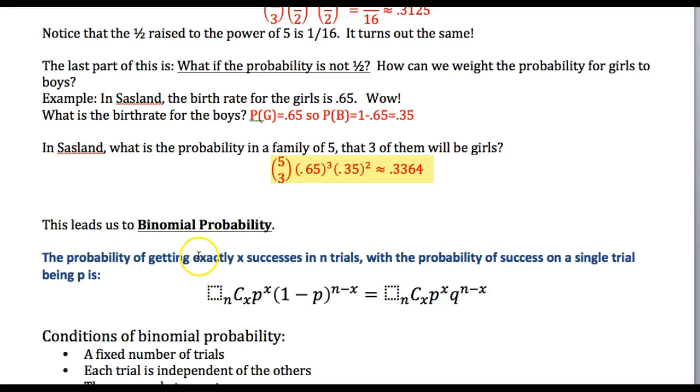Now this leads to the binomial probability and the binomial probability formula. And so if we want the probability of getting exactly X successes in N trials, with the probability of success on a single trial being P, this is how we do this. Now ignore these 2 boxes. I had to do that for the subscripts. But it would be the choose notation from Pascal's triangle. This P would be your probability of success. Your probability of failure would be 1 minus P. And so what we do call 1 minus P a lot of times is we do call it Q. So you can just go ahead and call it Q.